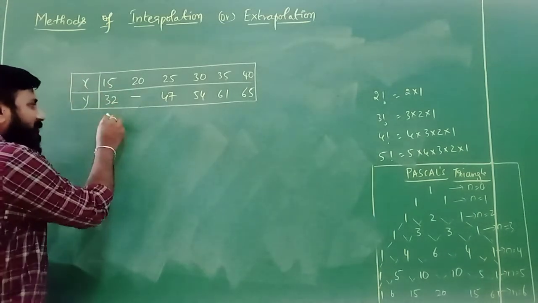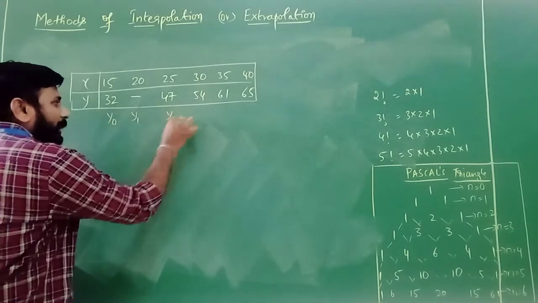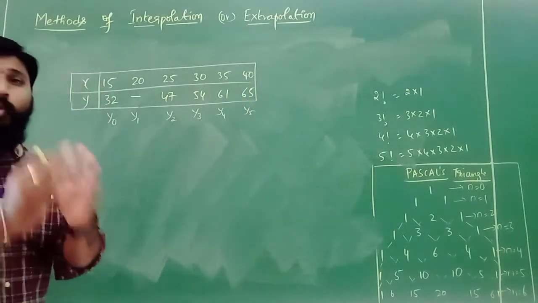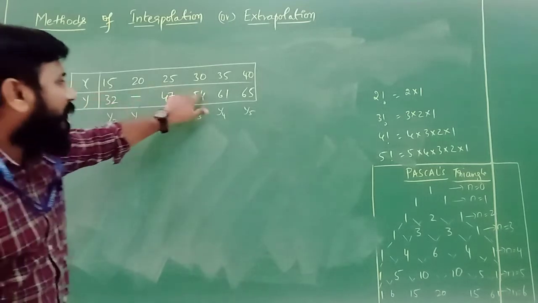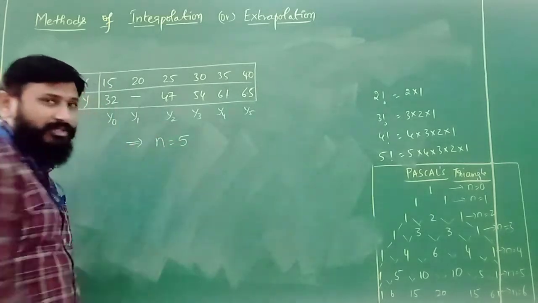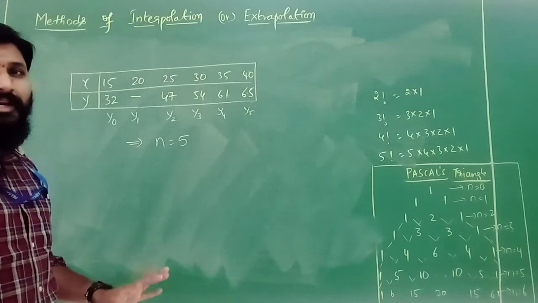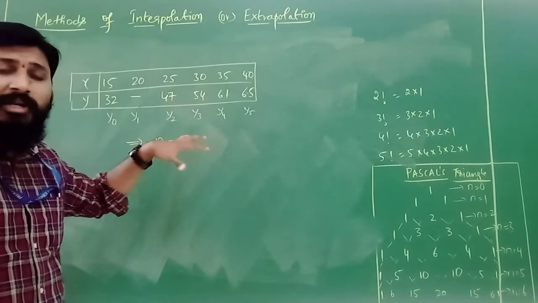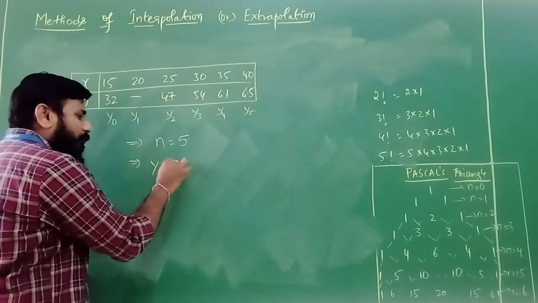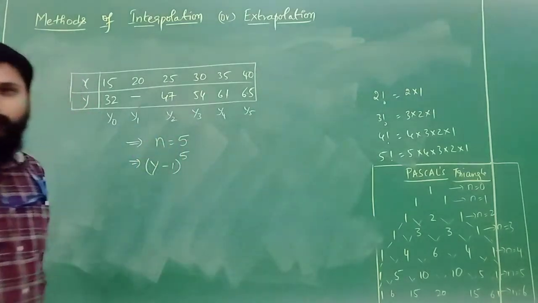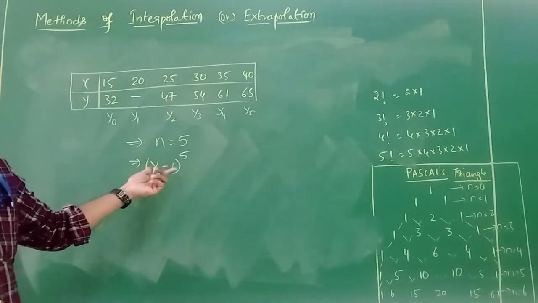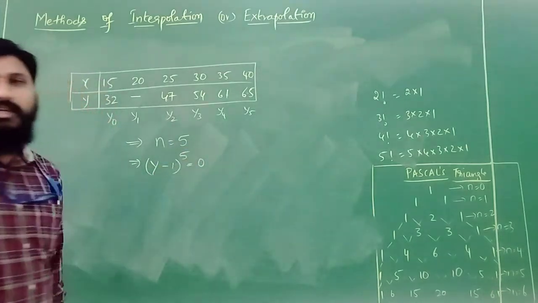Now, for this interpolating value, let us consider first y0, y1, y2, y3, y4, y5. How many known values are there here? 1, 2, 3, 4, 5. So 5 known values. I am just explaining the steps. Step 1, what we need to observe? Immediately we need to observe how many known values are there. n equals 5 known values. Therefore n equals 5 means what is the expansion form? y minus 1 whole power 5. You guys clear? Depending upon the known values, we need to expand that y minus 1 whole power 5 equal to 0. Clear?